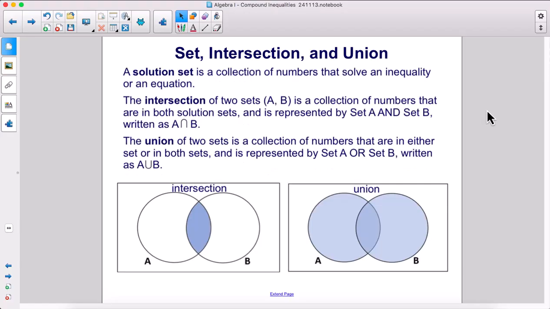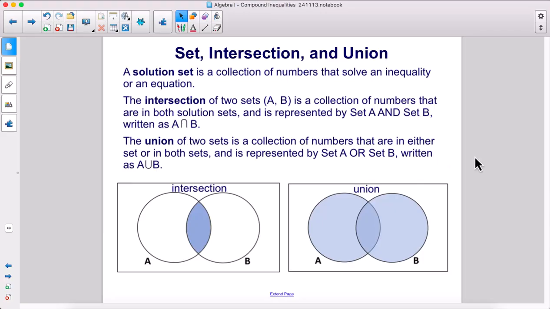A solution set is a collection of numbers that solve an inequality or an equation. The intersection of two sets, A and B, is a collection of numbers that are in both solution sets and is represented by set A and set B, written as A with this symbol, an upside down U, B. So that's A intersect B.